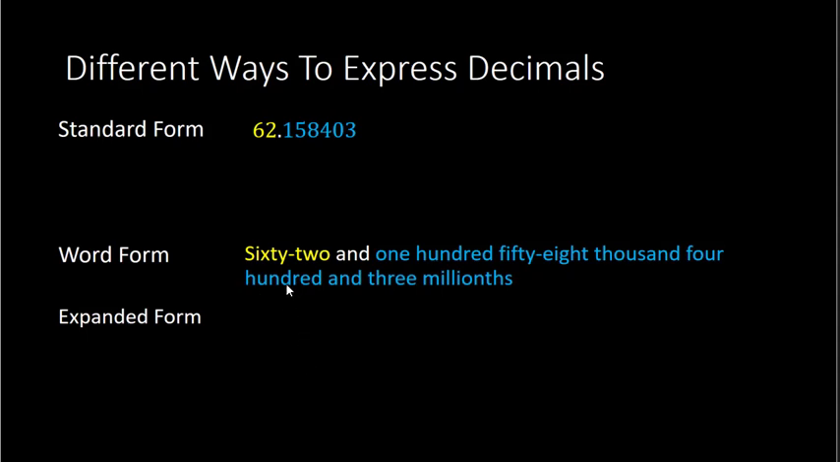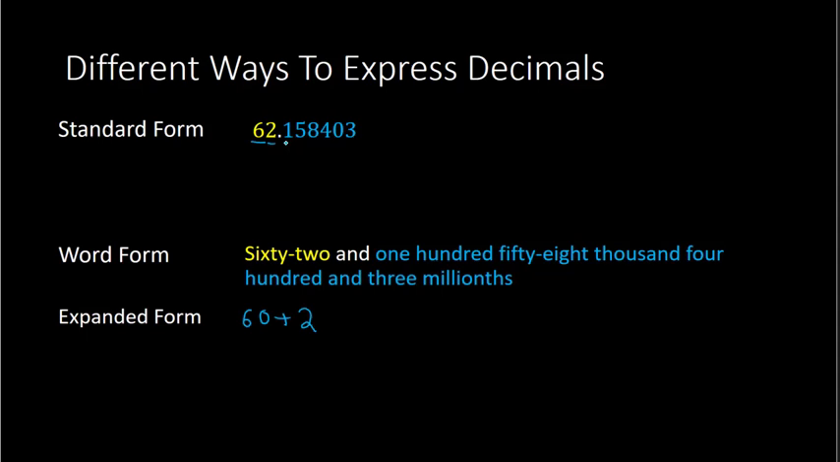Now we could also write this in expanded form. So expanded form, you would take each number and then write the value of that number. So like 6, for example, that's in the tens place. So 6 tens would be 60. So we'd have 60 plus, and then the 2 is in the ones place. So 2 times 1 is 2. So that's going to be plus 2. So 60 plus 2, that would give me 62.